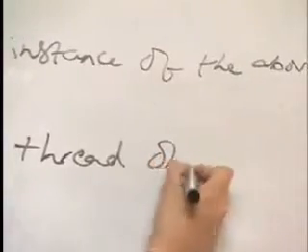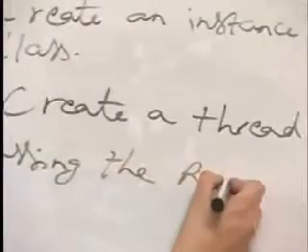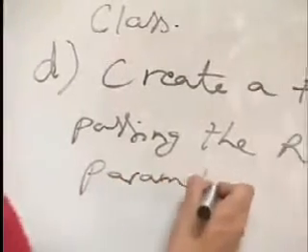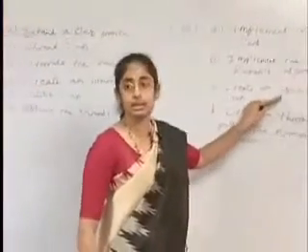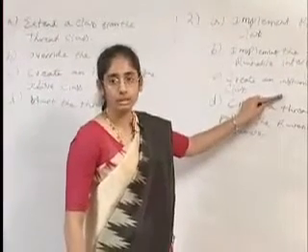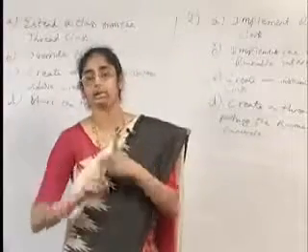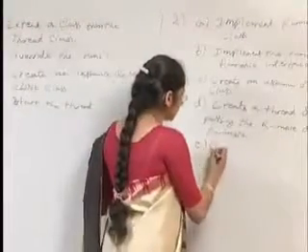Create a thread object by passing the runnable object as parameter. So when you create a thread object, the first parameter that you need to pass is the runnable object, which is nothing but the instance that you created in step C. By passing the runnable object, you created a mapping between the thread and its runnable object. And then call start on the thread.